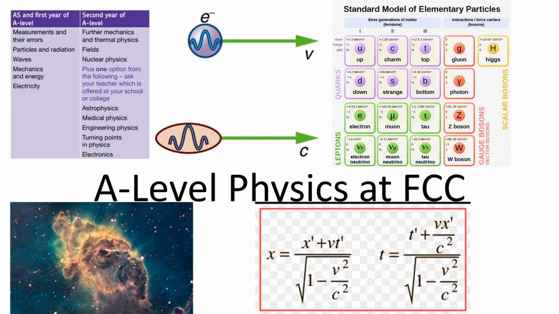So a bit about the course then. It's a two-year course like most A-levels. In the first year of the A-level, we study measurements and their errors, particles and radiation, waves, mechanics and energy and electricity. And then in the second year, we study further mechanics and thermal physics, fields and nuclear physics, plus an option, which is currently turning points in physics. And at the end of those 2 years, you sit three papers.